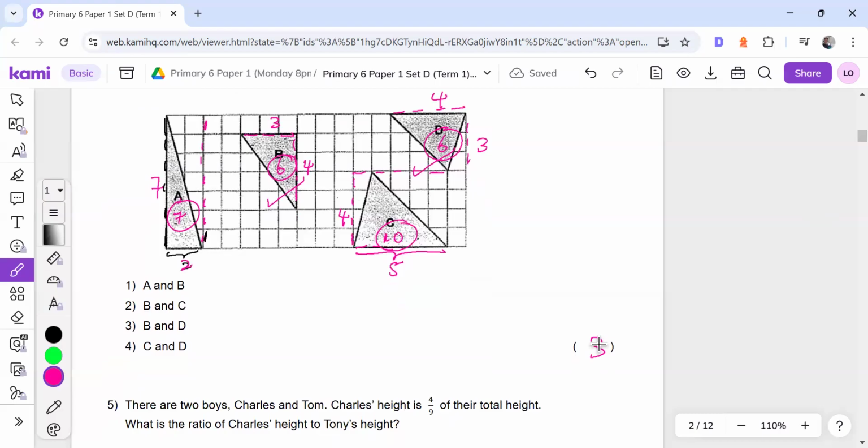Okay, this is how you find the area of the triangle. You have to count the squares to find the base and find the height. Then you use your formula to get the area.